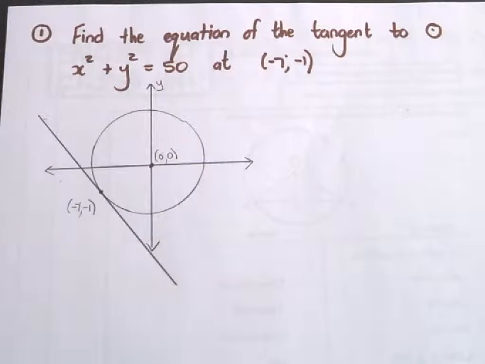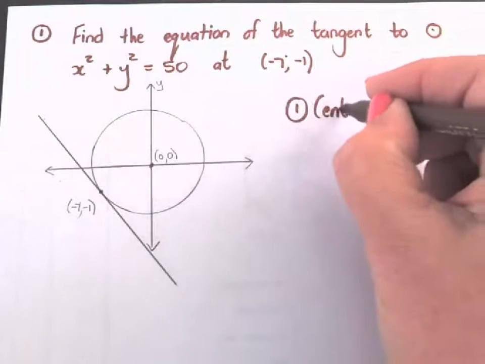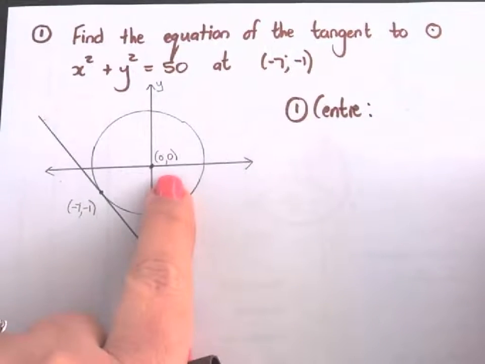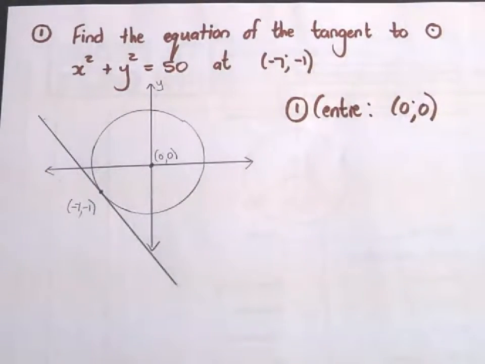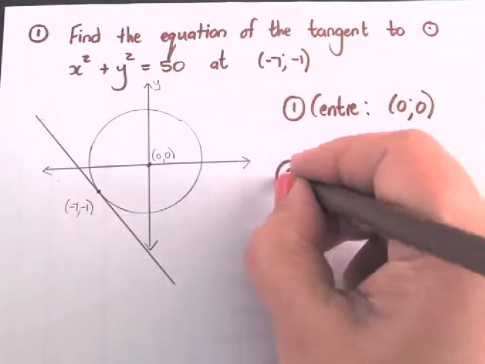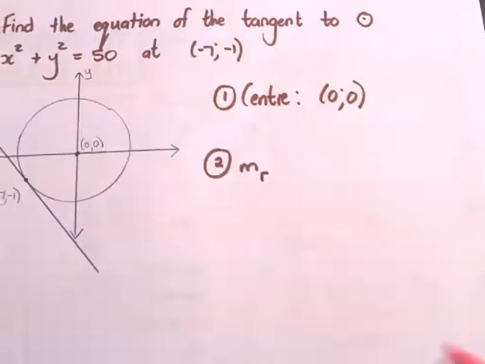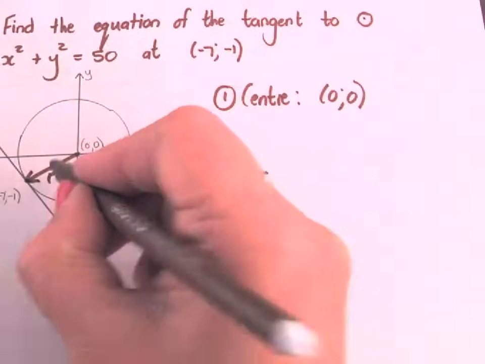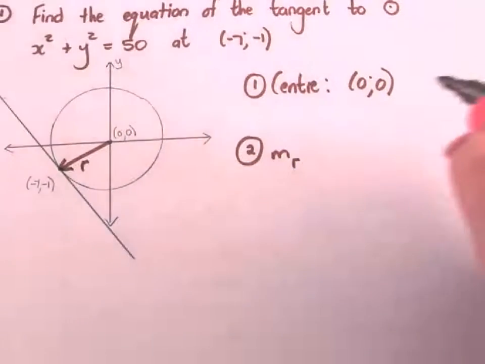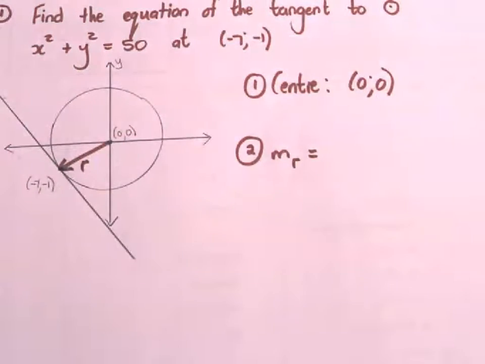The first step is to get the center of the circle. And in our case, it's the origin, so it's 0, 0. Then we need to get the gradient of the radius. Now, if that is our radius, we are going to use these two coordinates in our gradient formula.